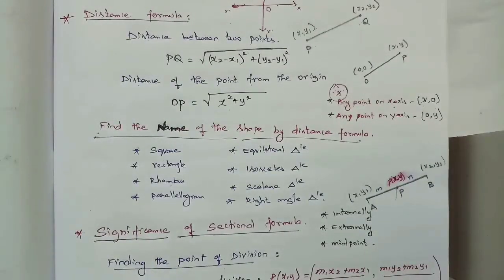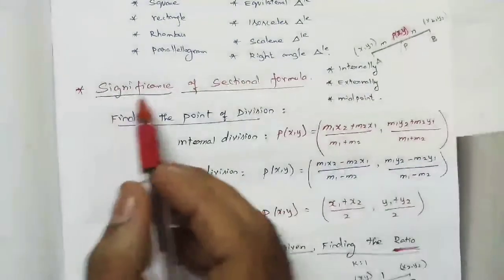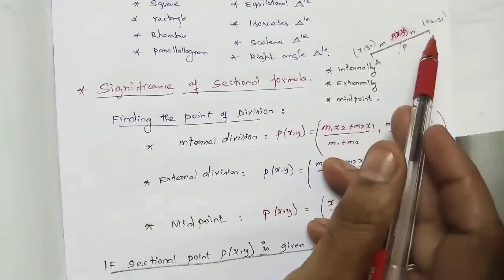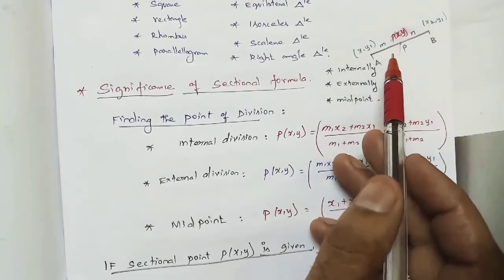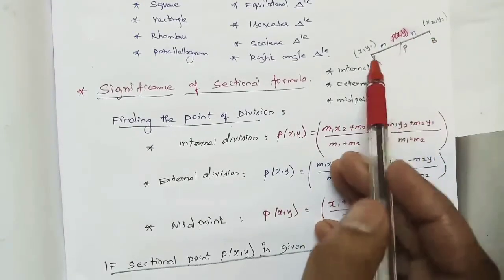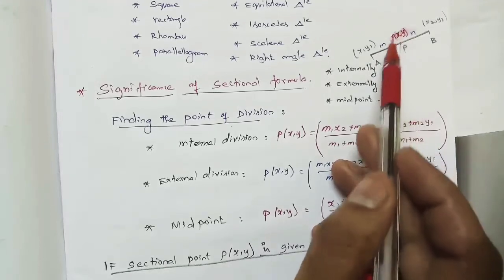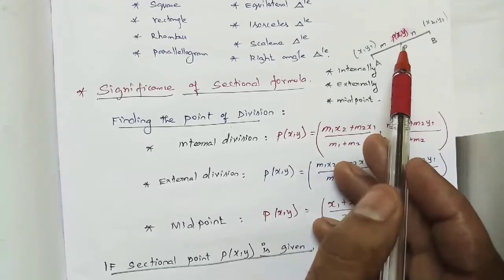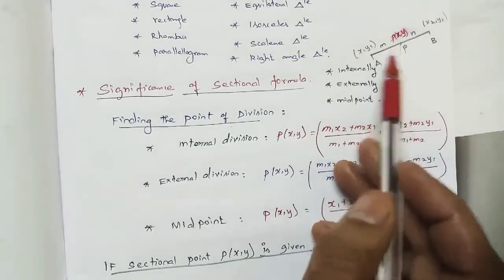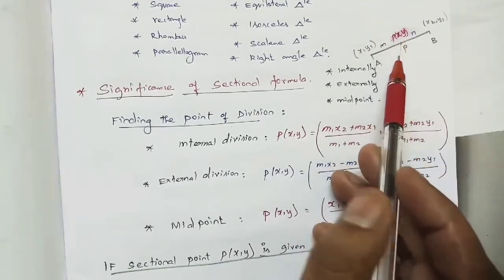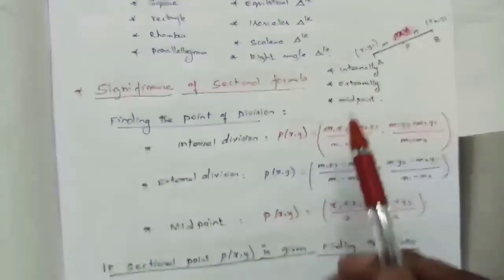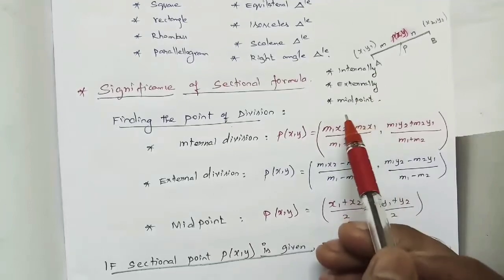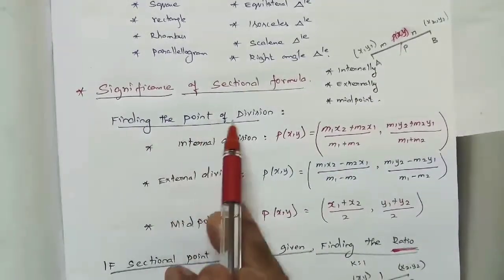First concept. Second concept, significance of section formula. What is my section formula, right? See, we are having a line, and another line has been intersecting this line. At which point is it intersecting? It is dividing, it is sectioning, right? That point alone we want to find. So what are they? Internally, externally, and the midpoint we are having. Internally, externally, and midpoint, right? Finding the point of division.